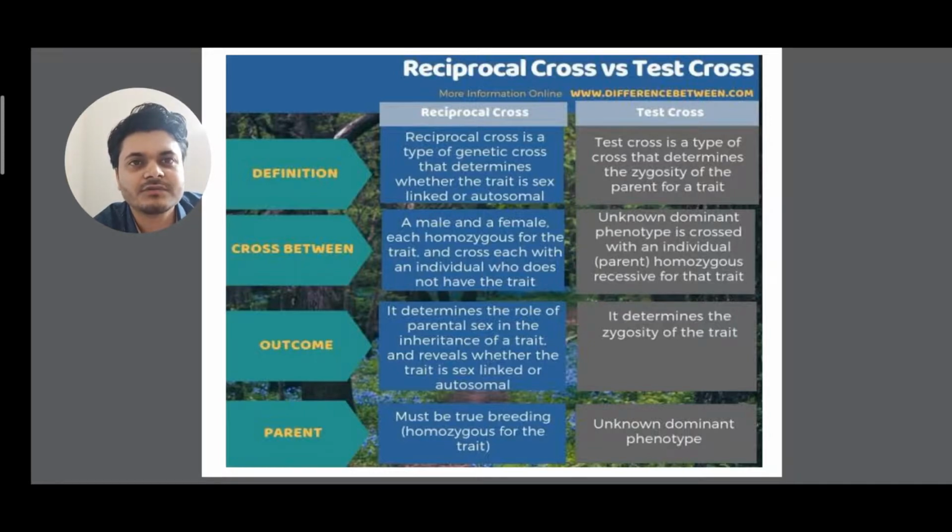And what will be the outcome of a reciprocal cross? It determines the role of the parental sex in the inheritance of a trait and reveals whether the trait is sex-linked or autosomal, whereas the test cross determines the heterozygosity of the trait. So these are the differences between reciprocal cross and a test cross.